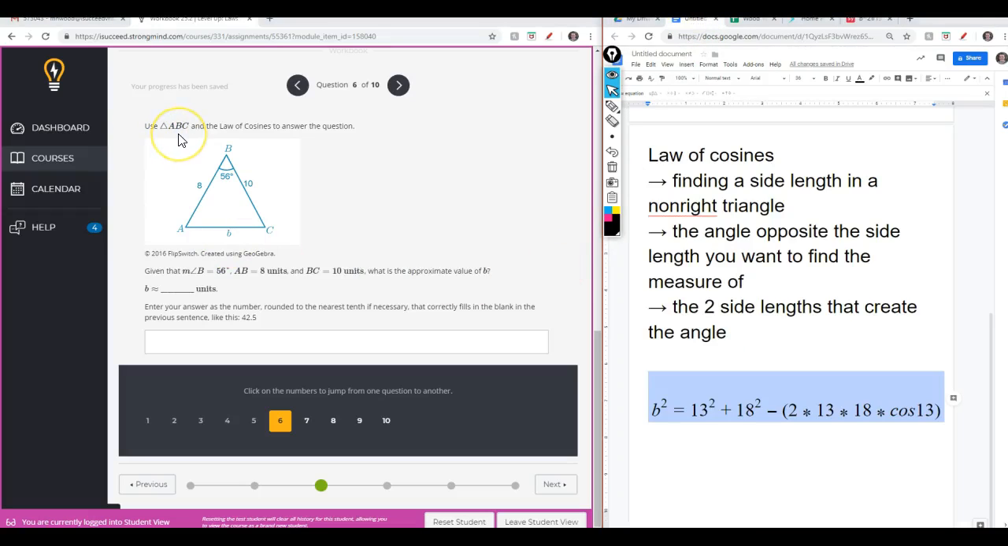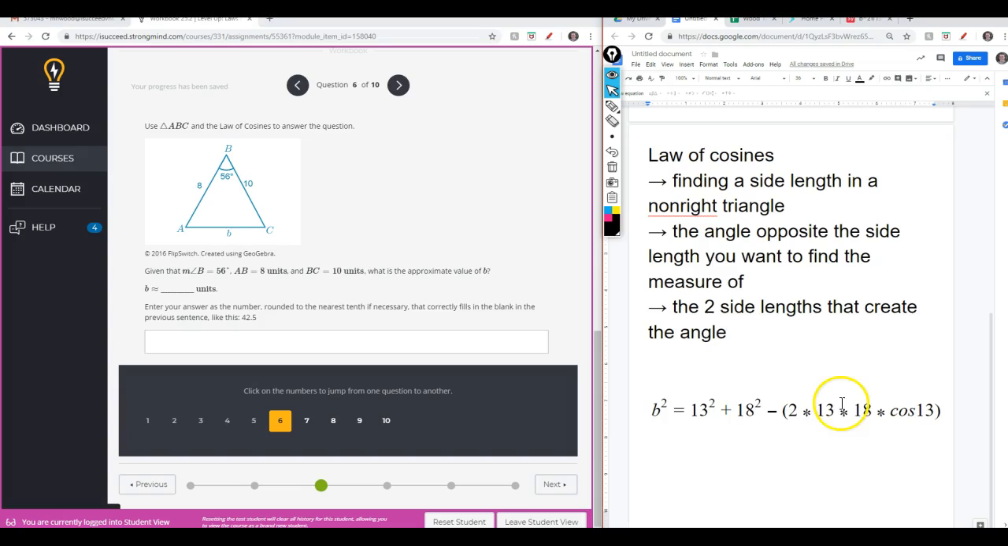Okay, use triangle ABC and the law of cosines to answer the question. Given that the measure of angle B is equal to 56 degrees, the length of AB is equal to 8 units, and the length of BC is equal to 10 units. What is the approximate value of little b? Little b is approximately blank units. Enter your answer as a number. Round to the nearest tenth.